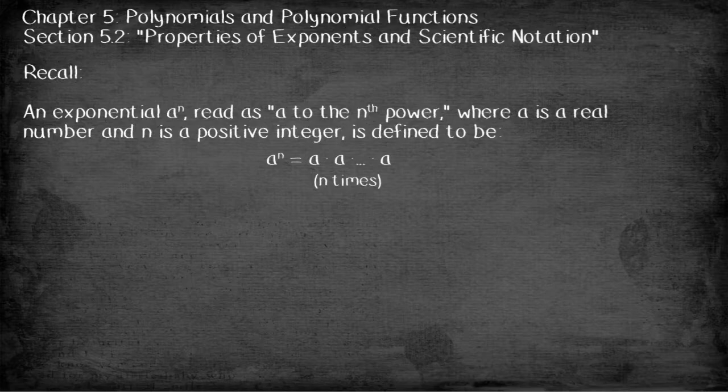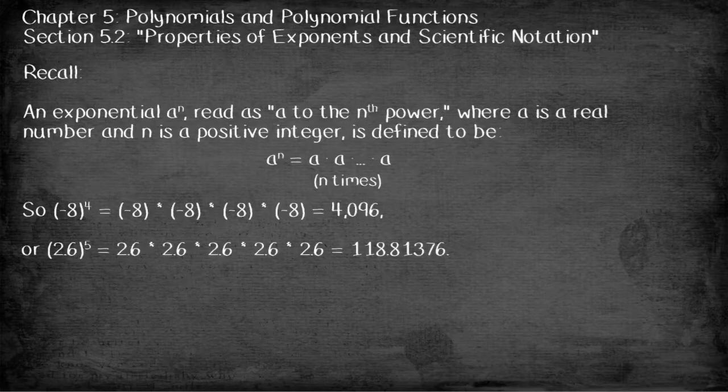exponential a to the n, or read as a to the nth power, where a is a real number and n is a positive integer, is defined to be the number a times itself n times. So for instance, negative 8 to the fourth power is negative 8 times negative 8 times negative 8 times negative 8, which is equal to 4096.